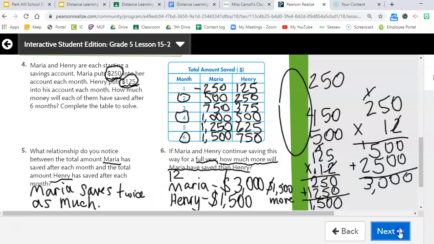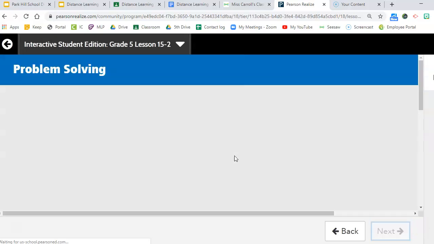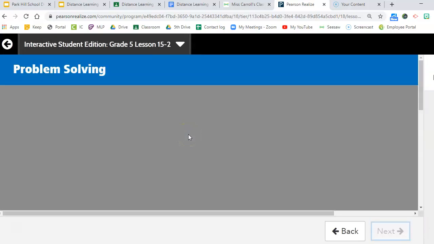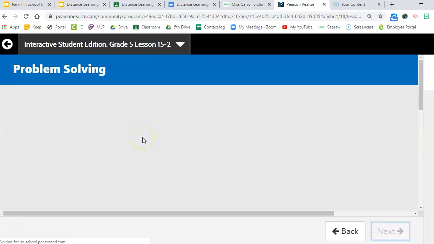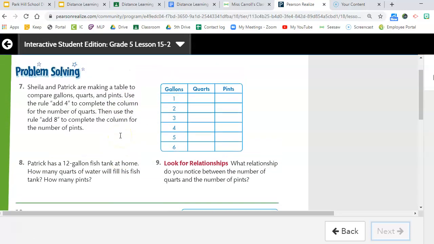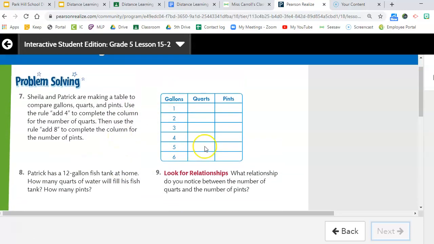Okay, we're going to do one more together. All right, number 7. Sheila and Patrick are making a table to compare gallons, quarts, and pints. Use the rule add 4 to complete the column for the number of quarts. Okay, so add 4 would mean I would start with 4.